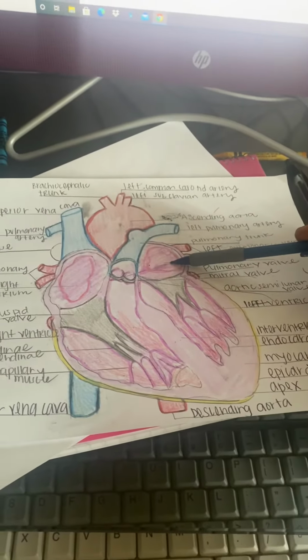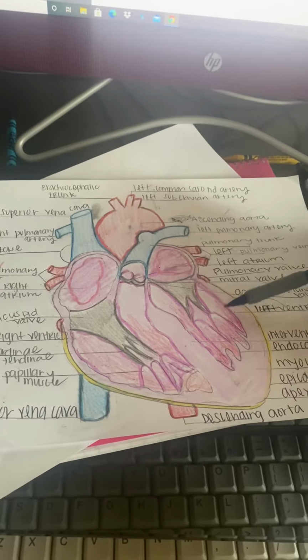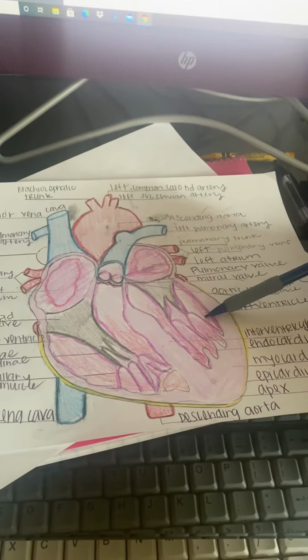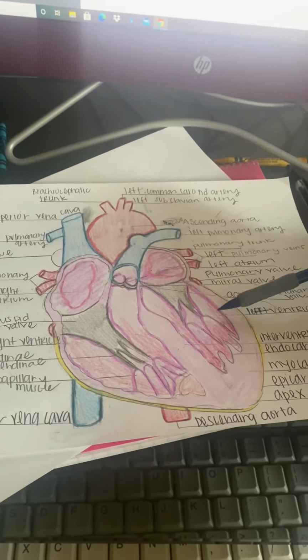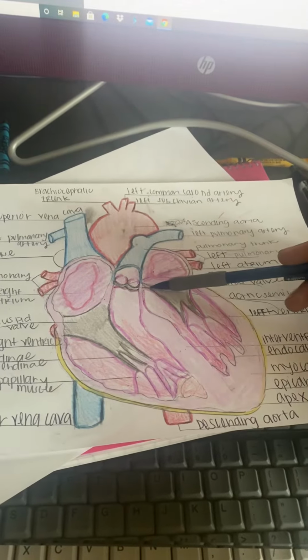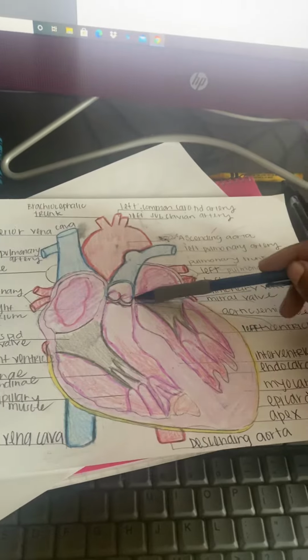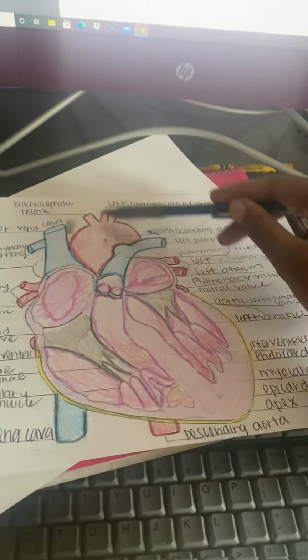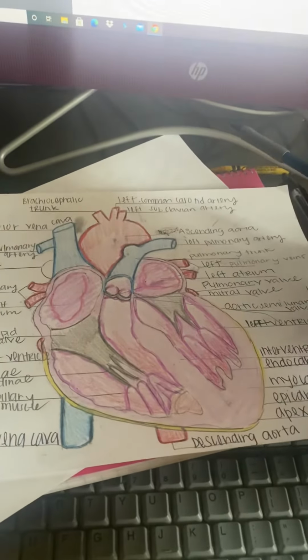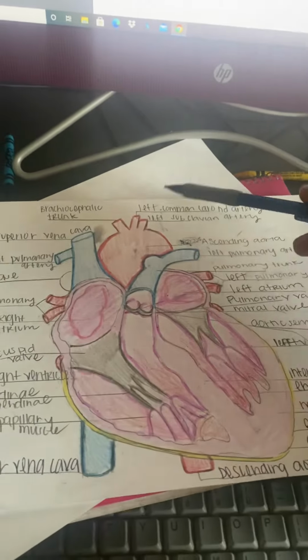Then from the left atrium, it goes through the mitral valve into the left ventricle. After the left ventricle contracts, it goes through the aortic semilunar valve. And I didn't really draw it correctly, but then it goes up into the aorta and to its branches where it supplies the rest of the body through the systemic capillaries.